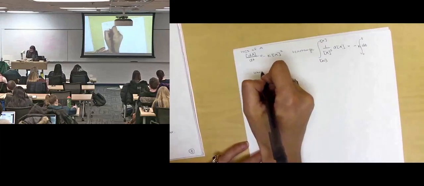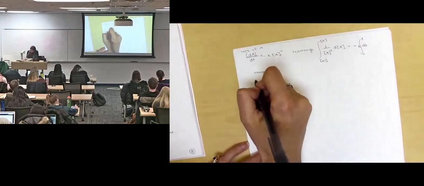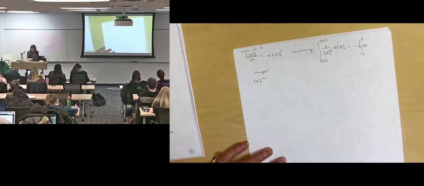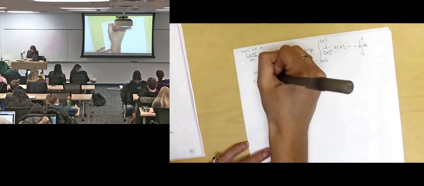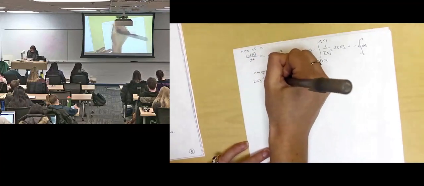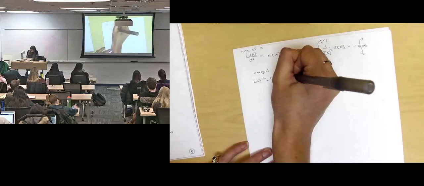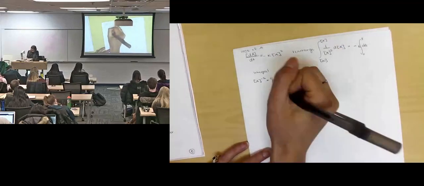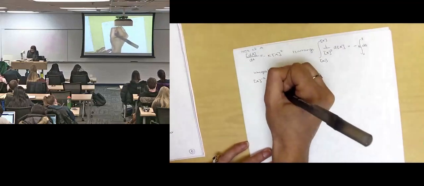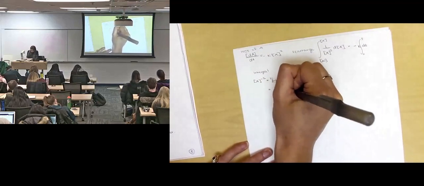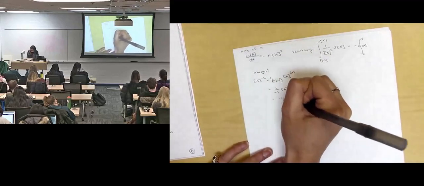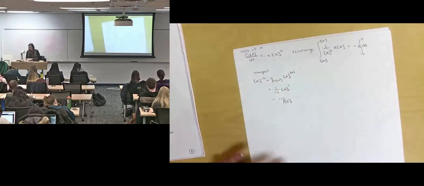I super botched this integration last time. So when you integrate A to the -2, this would be equal to 1/(-2 plus 1) times the concentration of A to the -2 plus 1. This is going to be equal to 1/-1 times the concentration of A raised to the -1. So this is equal to -1/A.